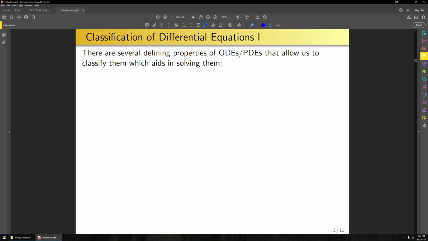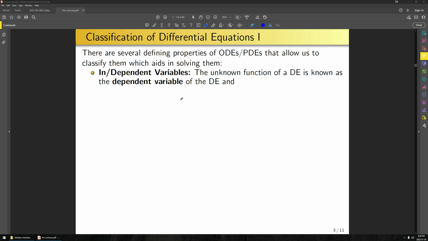Okay, so let's talk about classifications of ODEs and PDEs. So based on what type of ODE or PDE I want to solve, I might use a different solution method to try to look for a solution. Okay, so let's look at some ways we can classify these. So first, this is more about the variables of an ODE, but we can talk about independent and dependent variables. So the unknown function of a DE, or differential equation, is known as the dependent variable of the DE, and the variables on which it depends are called independent variables.